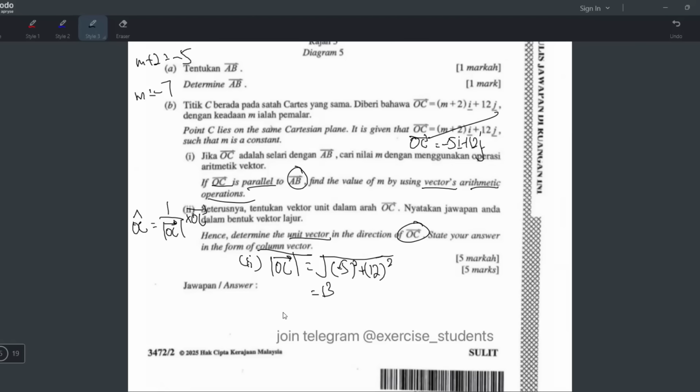But we are not done yet finding the unit vector. So the unit vector, this is the symbol for unit vector. The formula is 1 over magnitude, which is 13, times the vector OC in terms of ij, negative 5, 12. They already said it has to be in column vector form, so that's why I don't write the ij anymore. So the final answer comes out to negative 5 over 13, 12 over 13, and that's all.